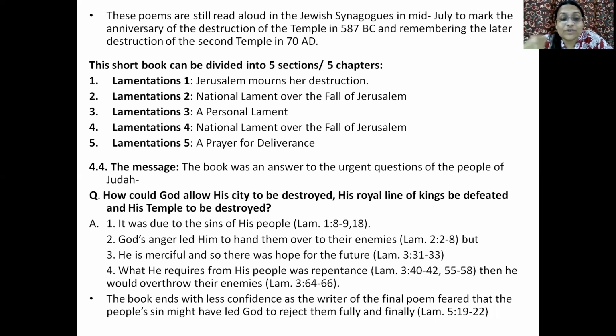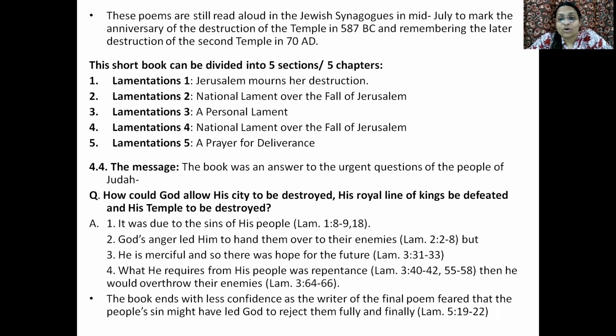Then he would overthrow their enemies. So, if the people would repent and obey, God would overthrow his enemies, which is mentioned in chapter 3, verses 64 to 66. But the problem was people were not repenting. They were not ready to repent. If they repented, God would overthrow their enemies. So the book basically ends with less confidence, as the writer of the final poem fears.